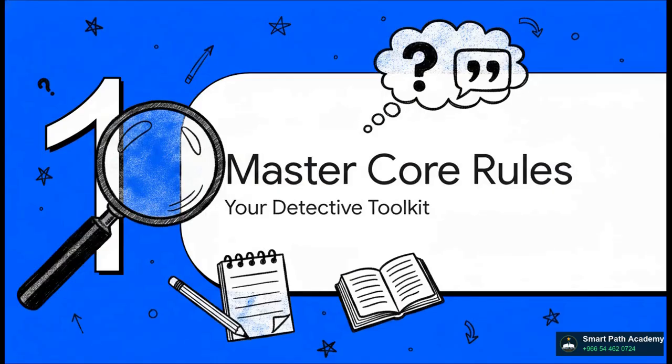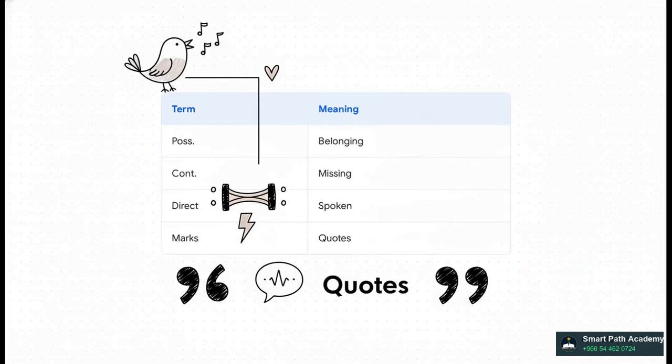Let's start with Section 1, Master the Core Rules, your detective toolkit. Before we hit the crime scenes, we need our toolkit. Think of these as the gadgets you'll use to fix missing letters or trap spoken words. First up, the apostrophe for possession. This little guy just shows that something belongs to someone, like a bird's song. Next is the apostrophe for contraction. This is basically a neon sign pointing out missing letters, like when we squeeze "do not" into "don't." Then we have direct speech, which is really just a formal way of saying the exact spoken words. And finally, speech marks, those quotation marks that act like a fence around that speech.